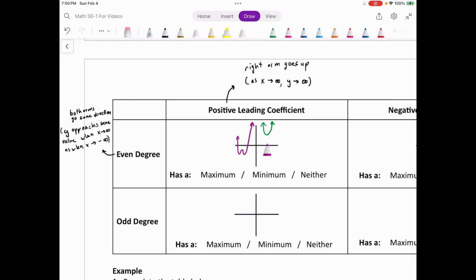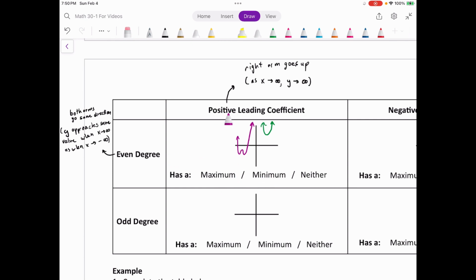Well, looking at our graphs here, for any even degree, we know that both arms do the same thing. So that tells us there will be a max or a min. It's going to have a max or a min. And if we combine that with the fact that it has even degree, so both arms do the same thing, it means that it will have a value it never goes above or a value that it never goes below.